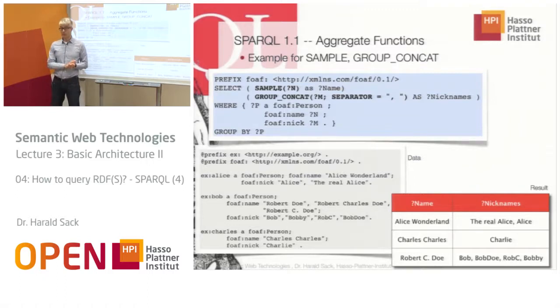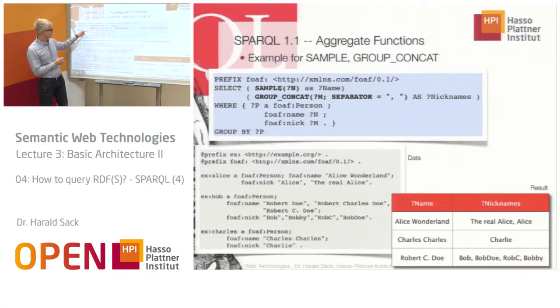So how do we do this? It's just simple. We prepare our select statement and we say we want to have in the result just one arbitrary official name. So we pick one of these names with the aggregation function sample. And as a second part, as a second column of the result table, we want to have a concatenated list of nicknames that are separated by the comma. If we look at the graph pattern, we see here that we select person.